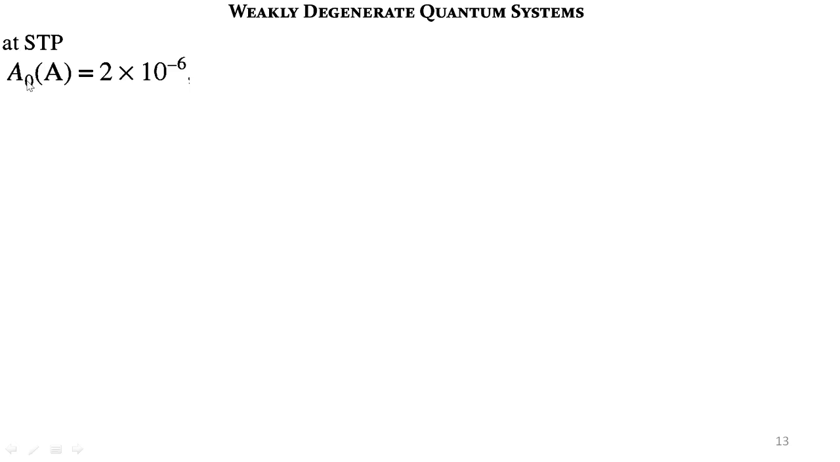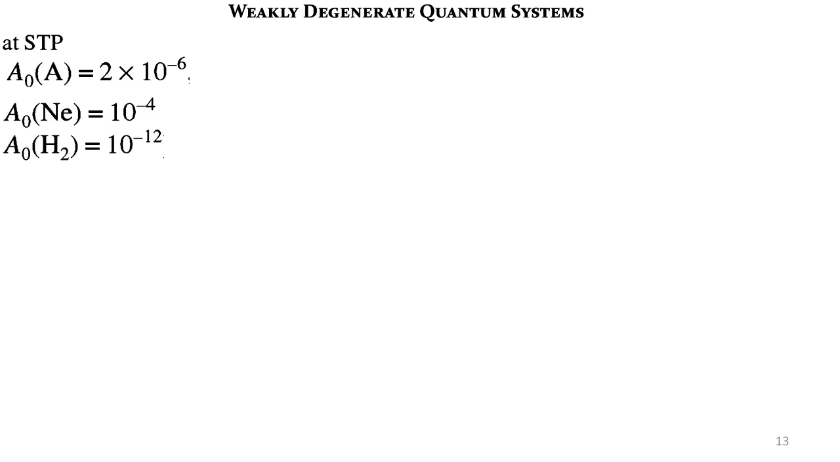So for argon at standard temperature and pressure, it is 2 times 10 to the power minus 6. Now you can see this number is very small in comparison to 1, right? So we can say this is a weakly degenerate system. Similarly, if you calculate A naught for neon, this also comes out to be a very small number, of the order of 10 to the power minus 4. Again, for neon at STP, A naught, or fugacity, is close to 0, very, very less in comparison to 1.